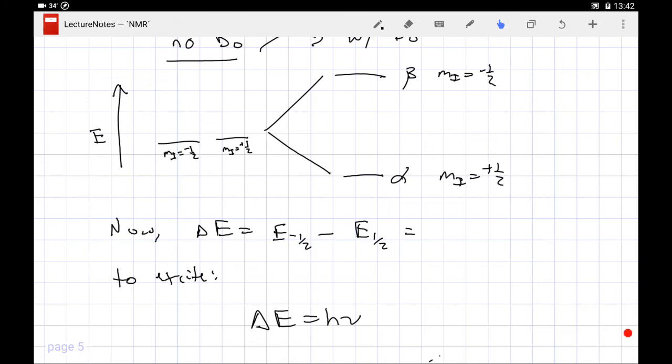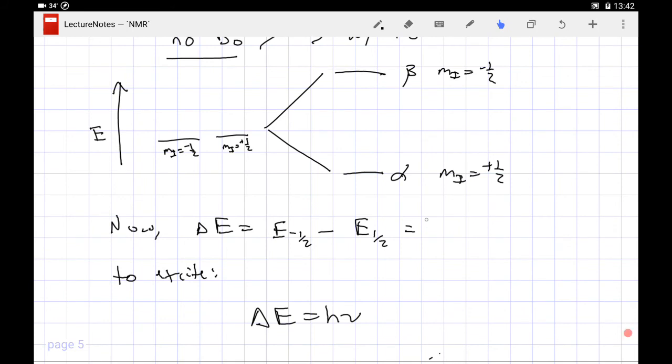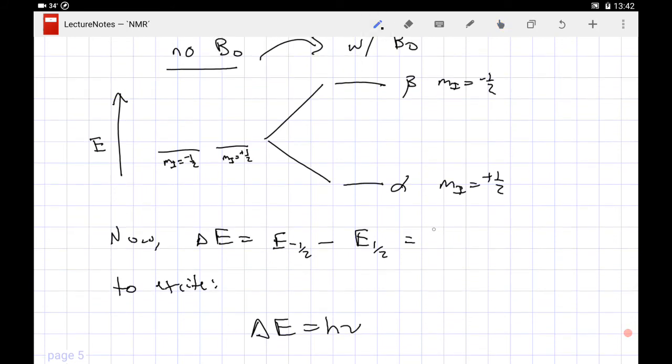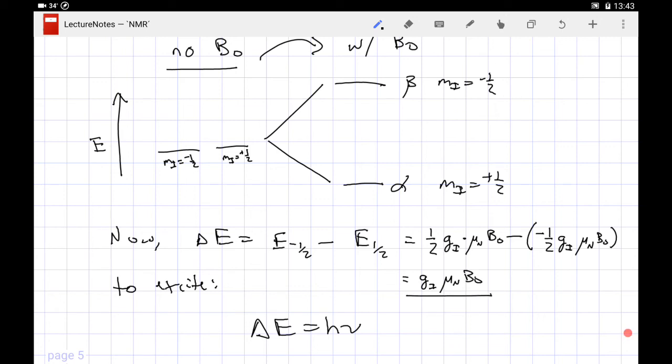Okay, well, we just plug in from the energy formula above, and for that minus 1/2 state, we get 1/2, which is the projection. So it's minus M sub I, so a minus 1/2 is a positive 1/2. The g factor, g times mu n B naught, minus a minus 1/2 g I mu n B naught. So what that comes out to be is g I mu n B naught. Huh, that's neat, which is that energy difference.